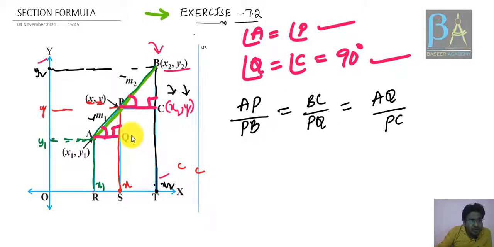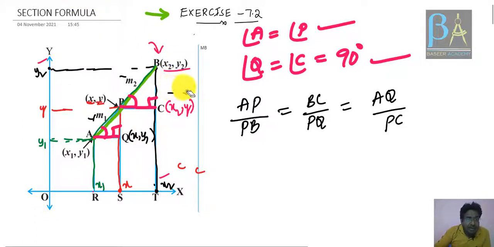Let us find out the coordinates of point Q. What do you think would be the coordinates of point Q? From the point Q, if I move towards the x-axis, it says x, and if I move towards the y-axis, it says y1. So obviously the coordinates of point Q are going to be x comma y1.